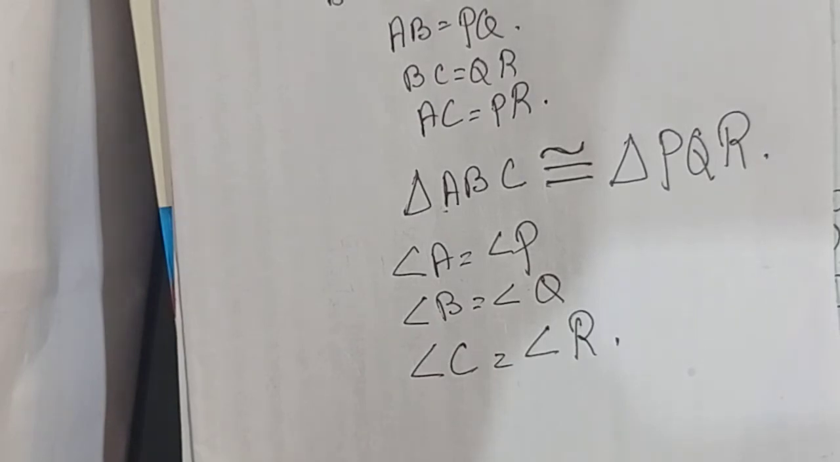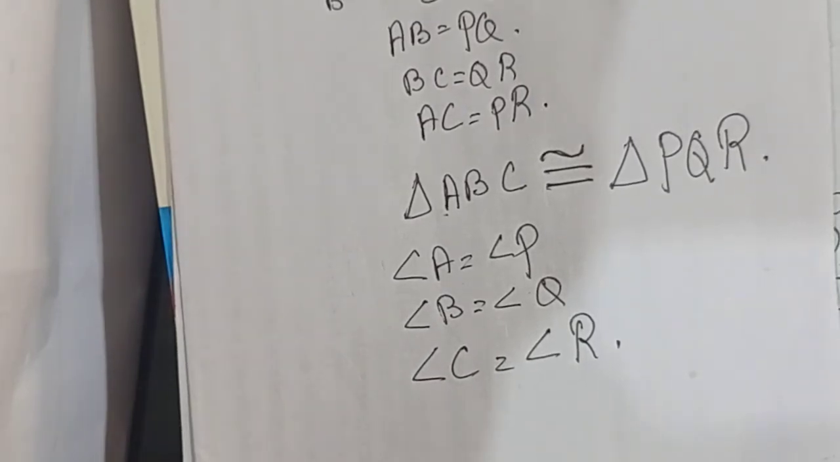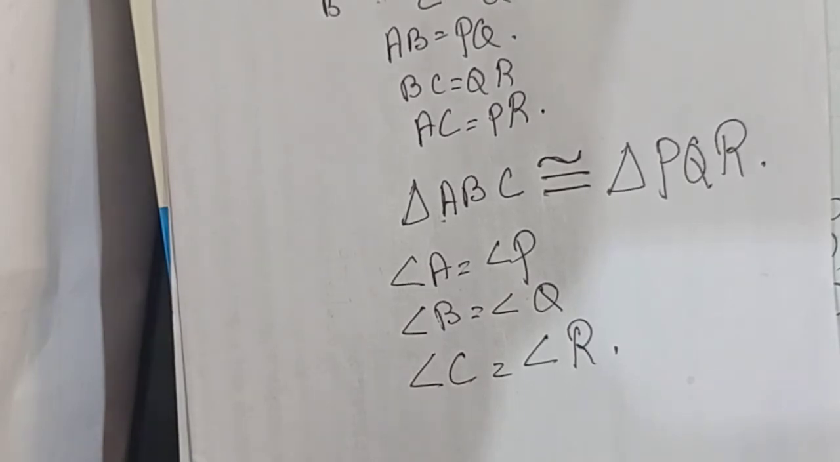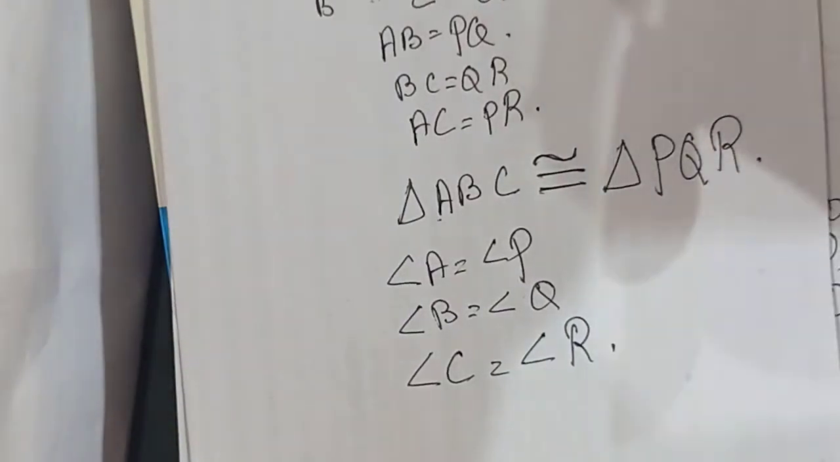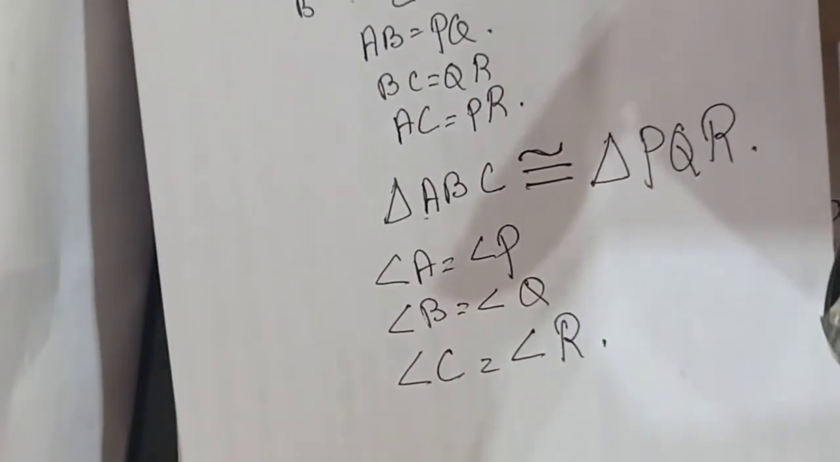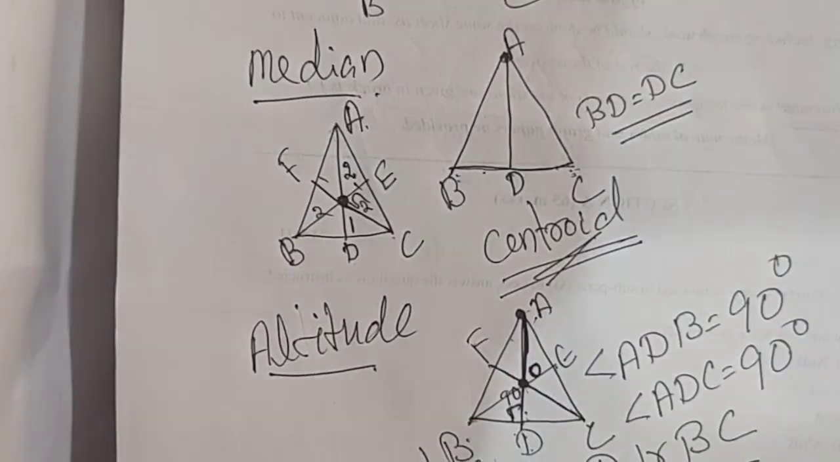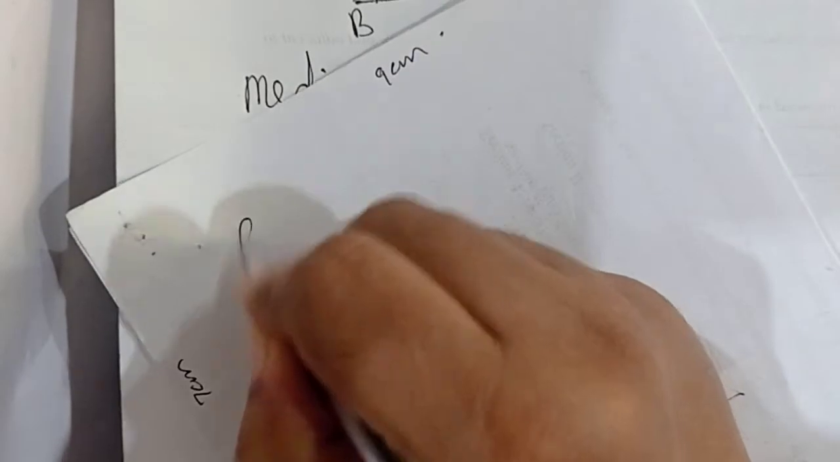If two triangles are congruent, corresponding sides are equal and corresponding angles are equal. Okay. Then all of you write: conditions for congruency of triangles.